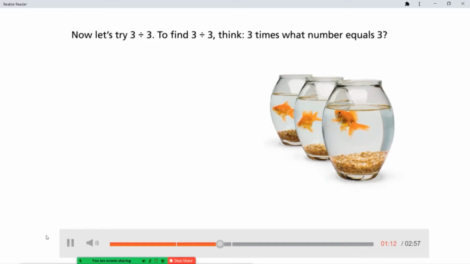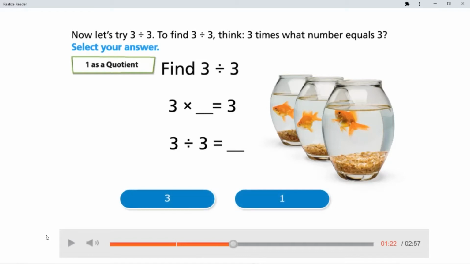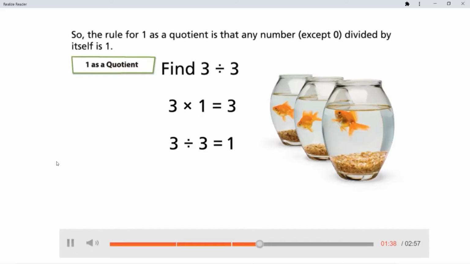Now, let's try 3 divided by 3. To find 3 divided by 3, think 3 times what number equals 3? Select your answer. Three times 1 equals 3. So 3 divided by 3 equals 1. So if you divide 3 goldfish into groups of 3, you get 1 group. So the rule for 1 as a quotient is that any number except 0 divided by itself is 1.